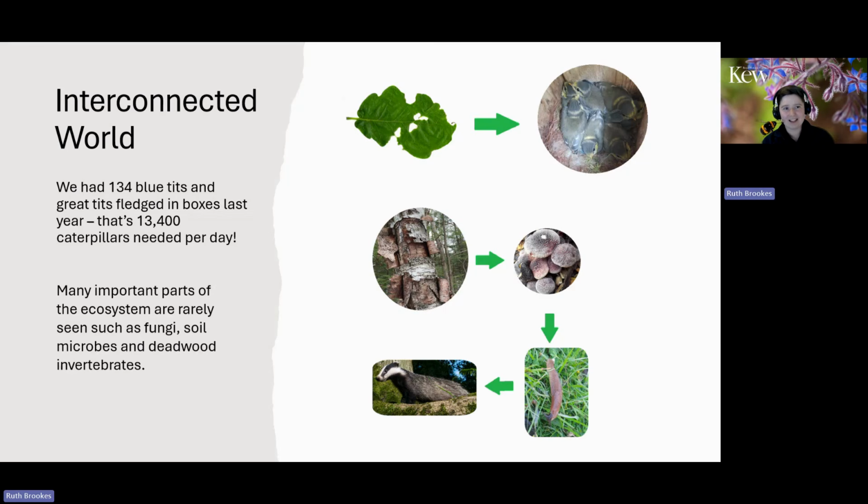We actually had 134 blue tits and great tits fledging from the boxes last year. And right in the week before they fledge, when they're getting ready to leave the nest, they can actually eat 100 caterpillars per day per chick. So, yeah, that ends up meaning that those blue tit parents might have been foraging for over 13,000 caterpillars a day just within the natural area, which is pretty crazy. And it really hammers home the importance of those caterpillars for the ecosystem as a whole.